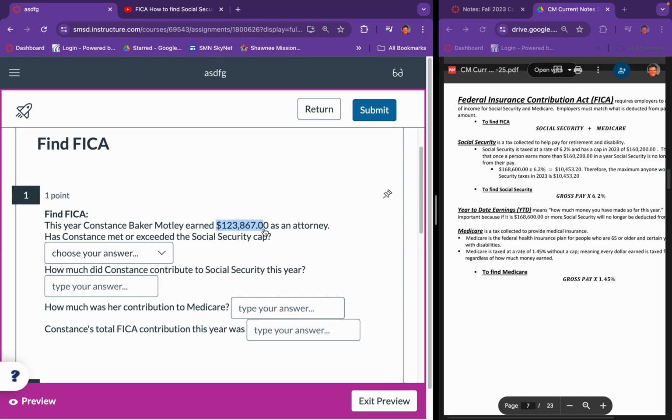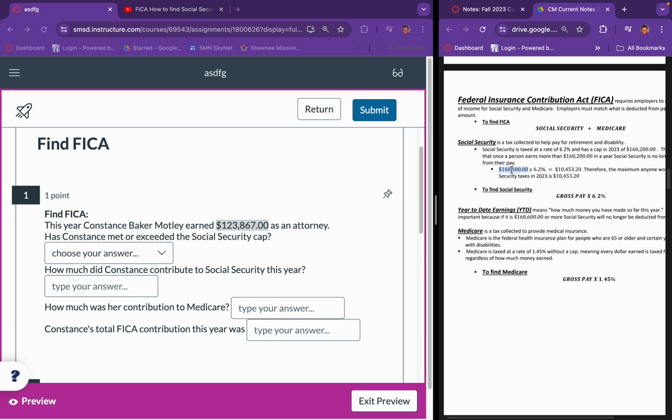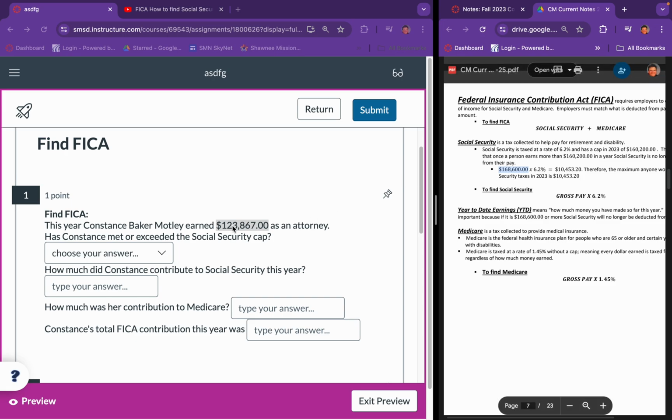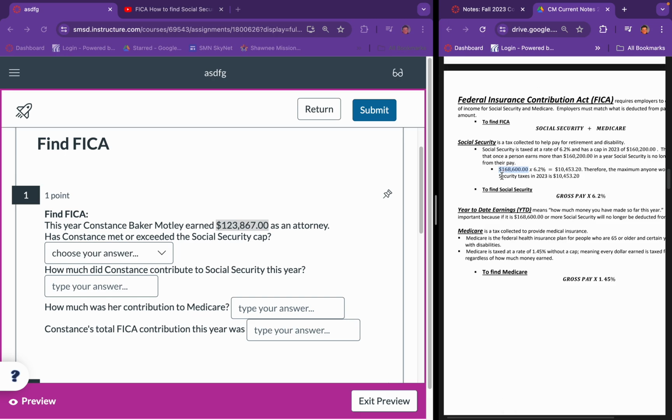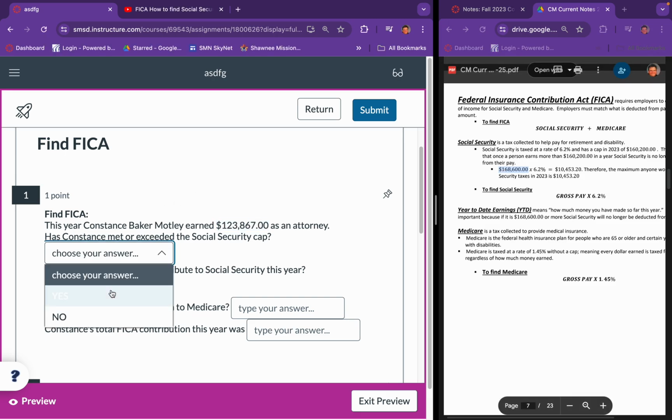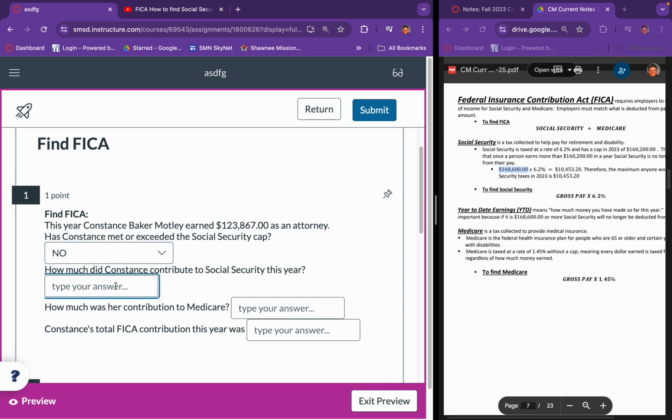The amount of money that Constance has earned is $123,867. Over here in our notes, it tells us that the cap for Social Security is $168,600. So what it's asking you is, is $123,867 more than $168,600? Is what Constance earned more than this number in our notes? And the answer to that is no. So if the answer is no, that means we have to do the math.